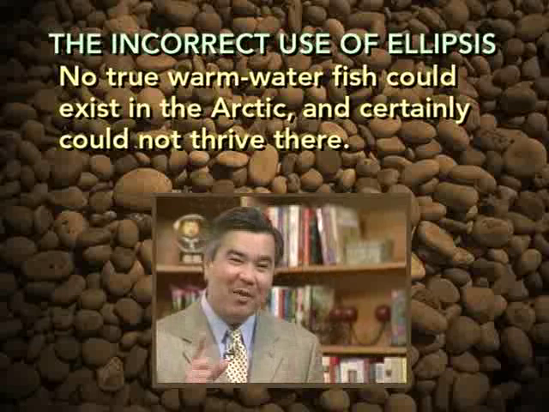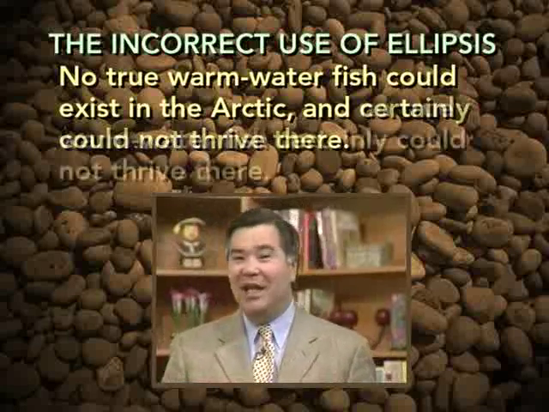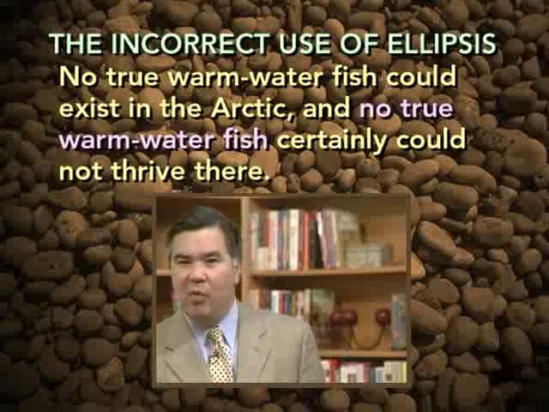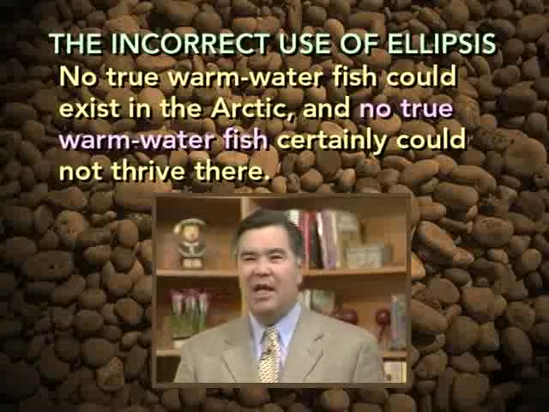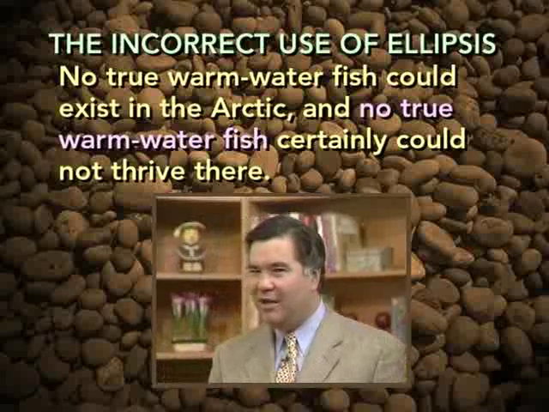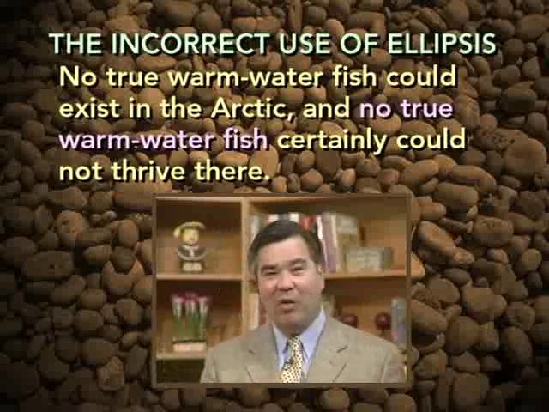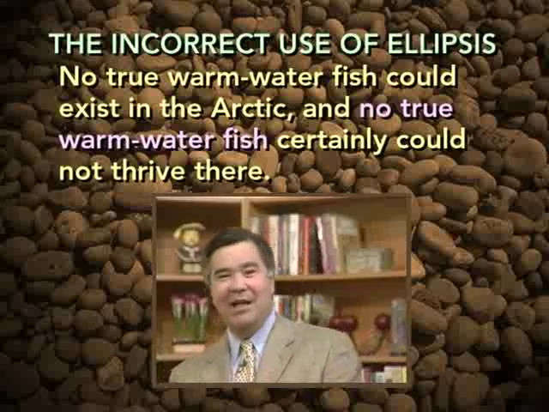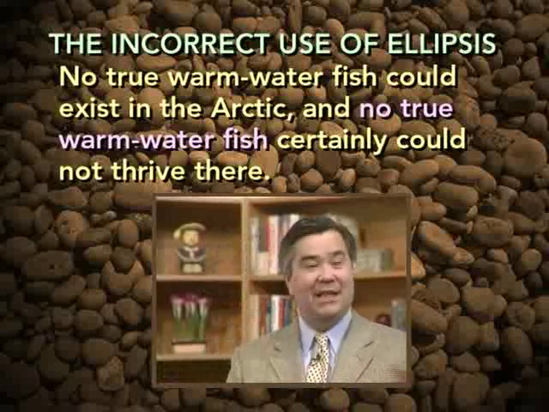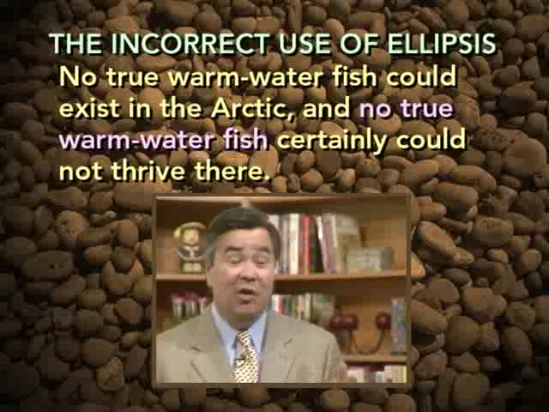Here's why. Remember, the rule is you have to reinsert the exact same words. The sentence would then read, no true warm water fish could exist in the Arctic, and no true warm water fish certainly could not thrive there. Notice what's happened to the logic. We're saying that no warm water fish could not thrive there. The two negatives in that second clause create an explosion. The sentence no longer makes sense.